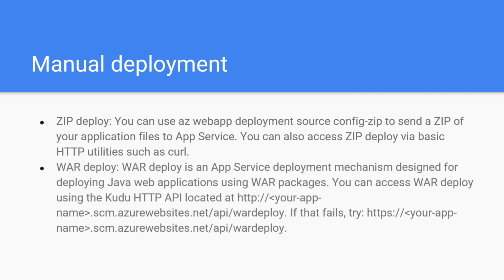We have the WAR deploy. WAR deploy is an App Service deployment mechanism designed for deploying Java applications using WAR packages. You can access WAR deploy using the Kudu HTTP API located at this URL, which is your app name.scm.azurewebsites.net/api/wardeploy. Don't worry, we will talk about that in detail later on. For now, just keep that in mind. If that fails, you can try this other one, which is the app name .scm.azurewebsites.net/api/wardeploy. The difference is HTTP or HTTPS here.